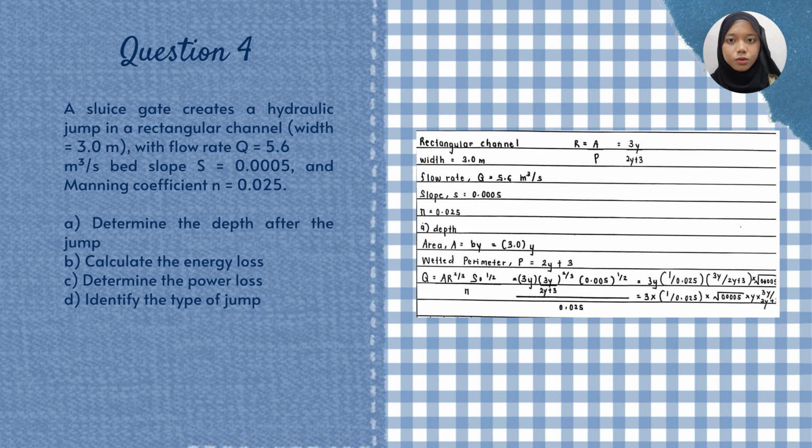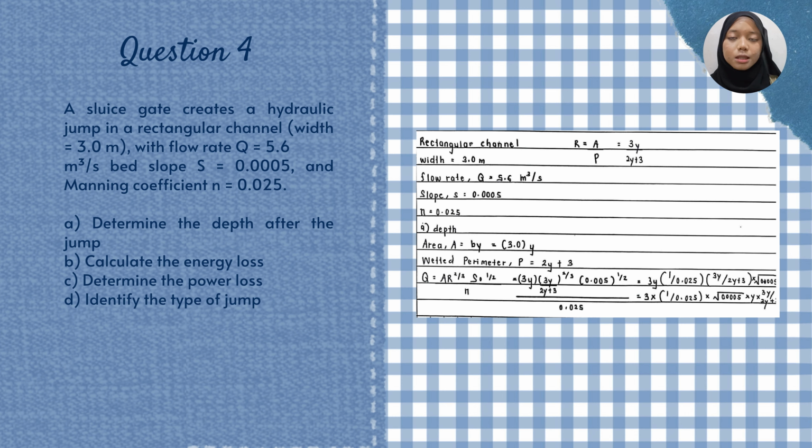Question 4. For this question, we need to find 4 things: the depth after the jump, the energy loss, the power loss, and finally the type of jump. We are given width of channel 3 meters, flow rate equals 5.6 cubic meters per second, and our slope is 0.0005, and our Manning's n is 0.025.